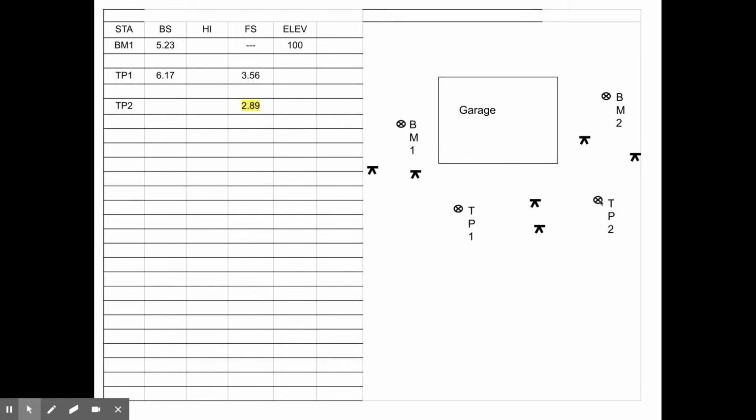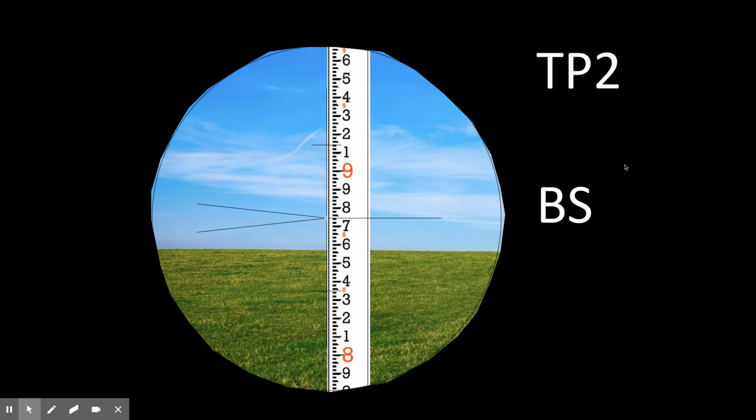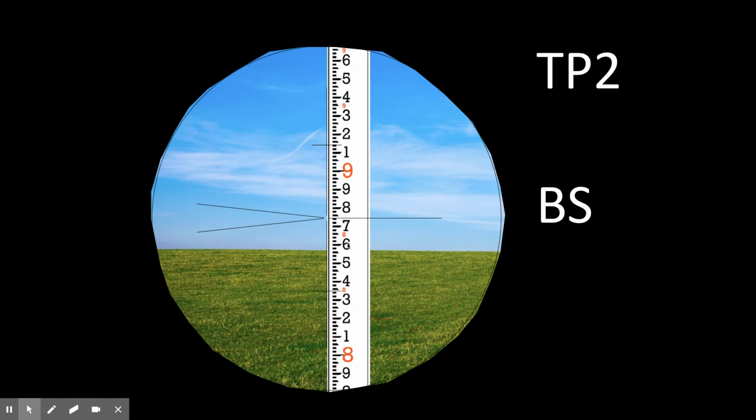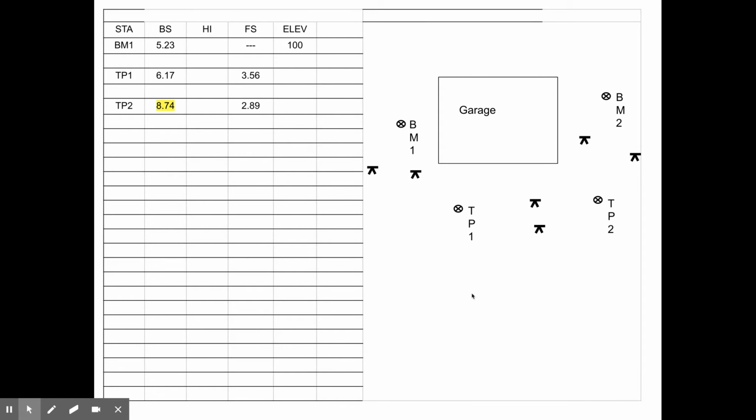Now we have this elevation, so we can move our level over to here. The next thing we have to do is take a backside to turning point 2. We got to look back to it. When we do that, we got the red, so 8.74. 8.74 is our turning point 2 as a backside. So under backside for turning point 2, 8.74. That's set up here, looking back at turning point 2, 8.74.